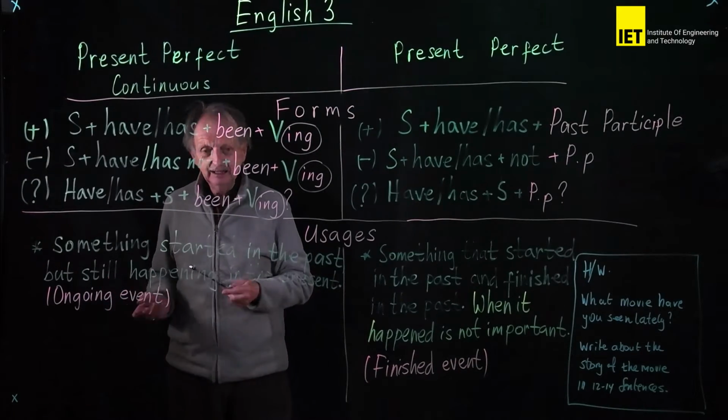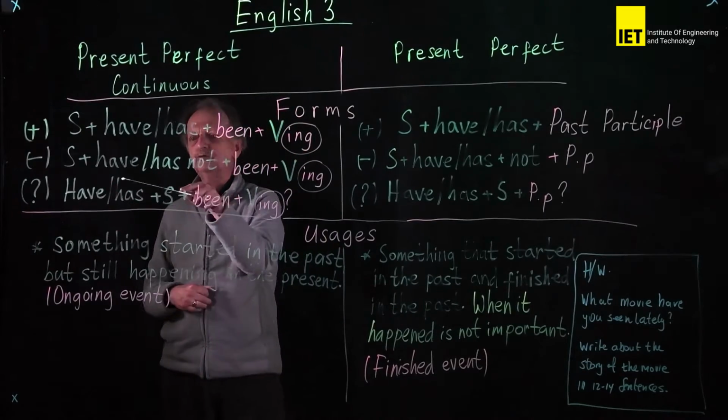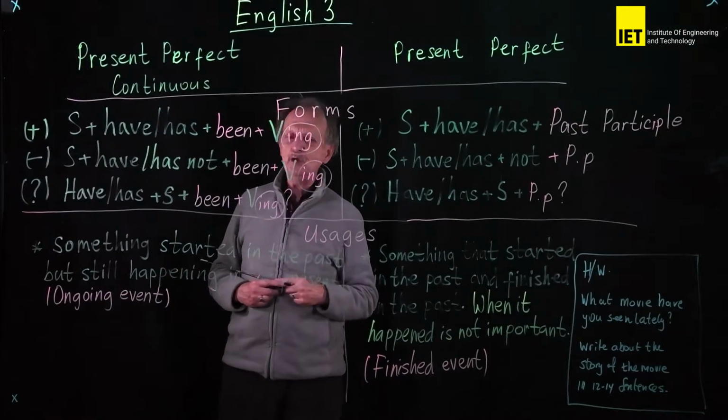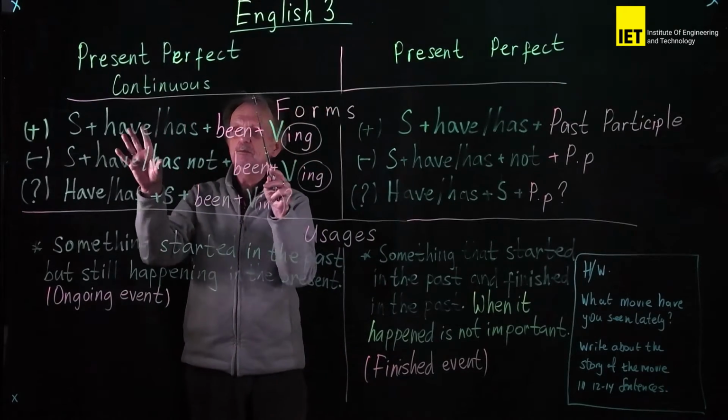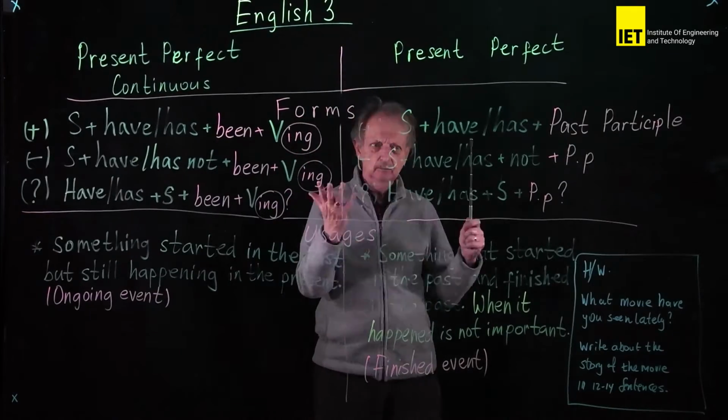A question, if you want to ask a question, you would have to say, have you or has he been learning English? So the verb comes in front of the subject and then the past participle and the verb ing. That's present perfect continuous.